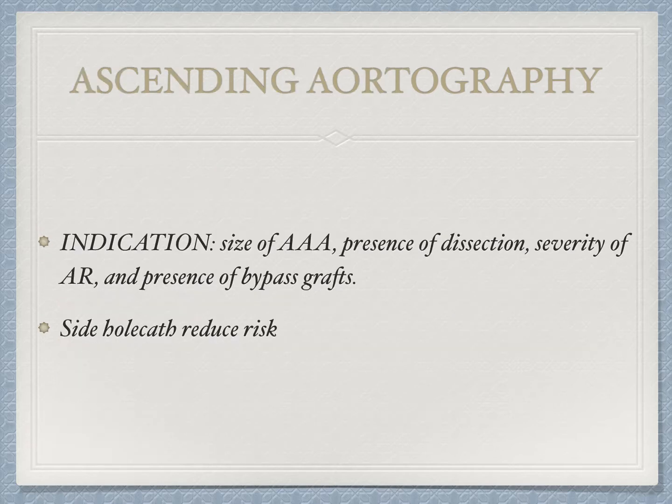What about ascending aortography? When will you do this? When you want to see the size of the aortic aneurysm, when you have to search for dissection, see the severity of aortic regurgitation and the presence of bypass grafts. Use side hole catheters because they reduce the risk of creating injury compared with a hole at the tip.